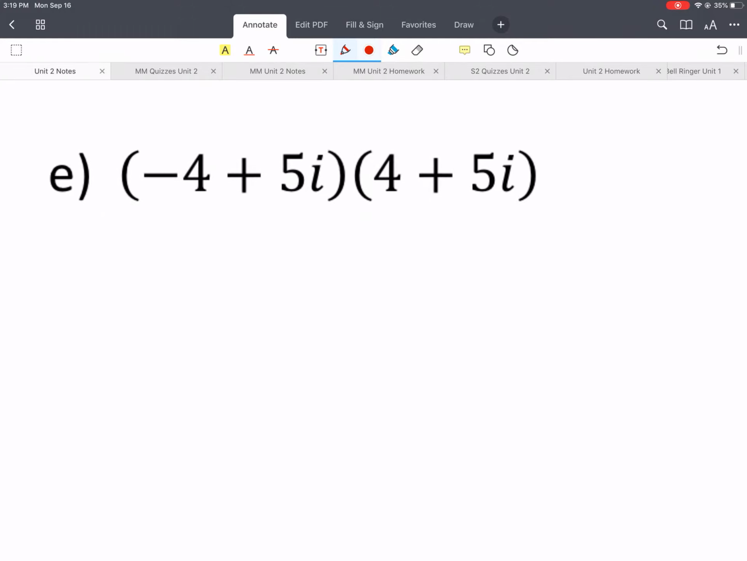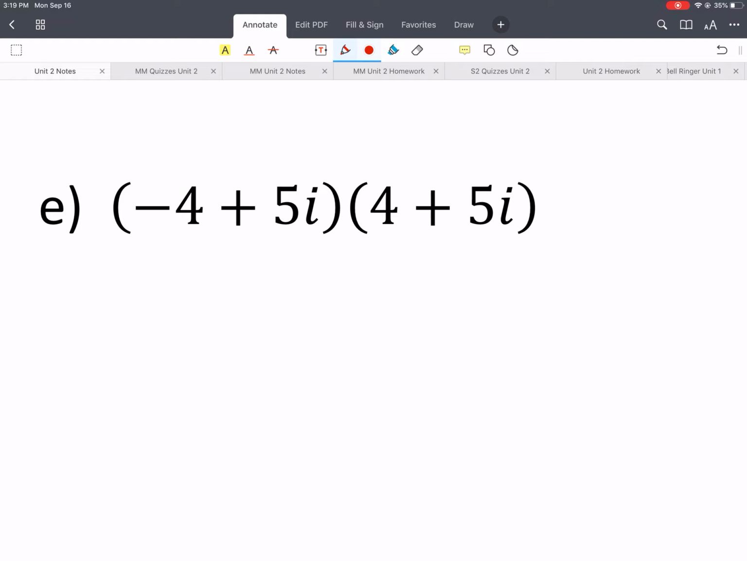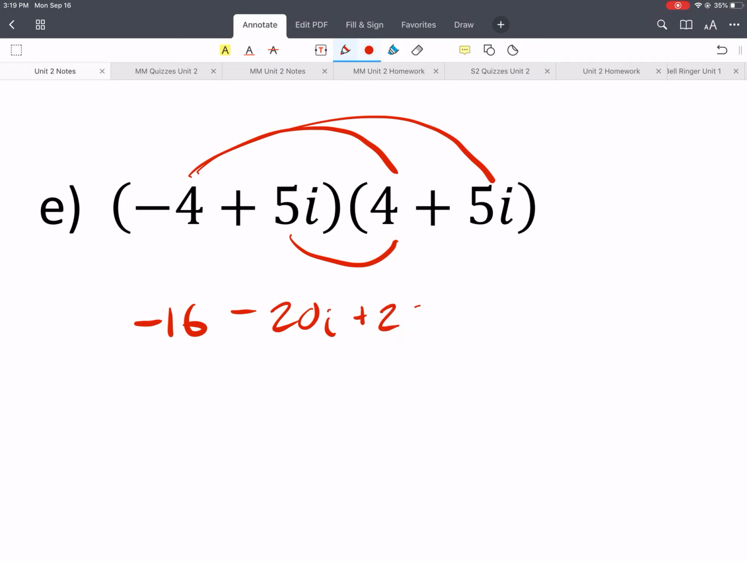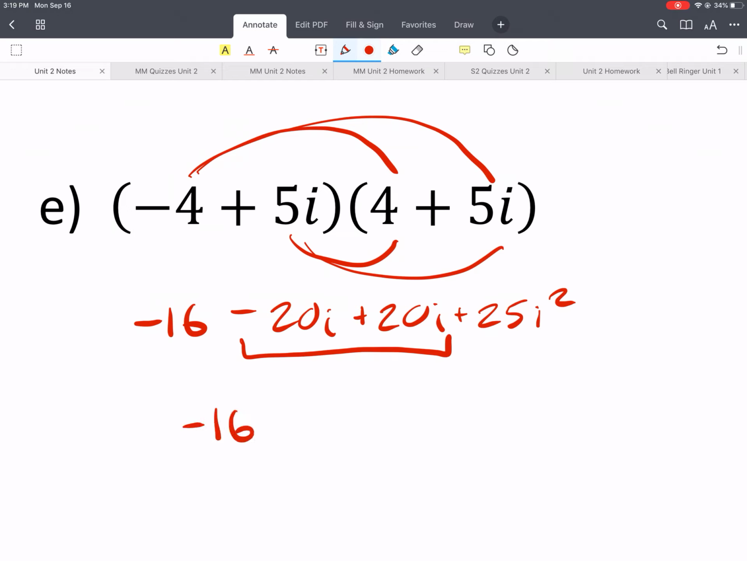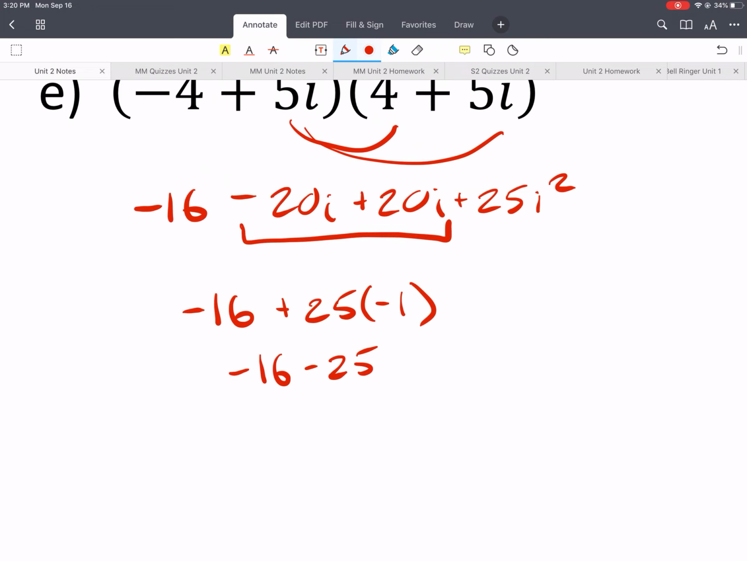E, it's very similar to what we did right before. So distribute, that gives us a negative 16. Here that gives us a negative 20i. This will give us a positive 20i. And that will give us a positive 25i squared. These like terms combine, they cancel. Negative 20i plus 20i gives you 0i. So we have negative 16 plus 25 times a negative 1, or negative 16 minus 25, which ends up giving us negative 41.